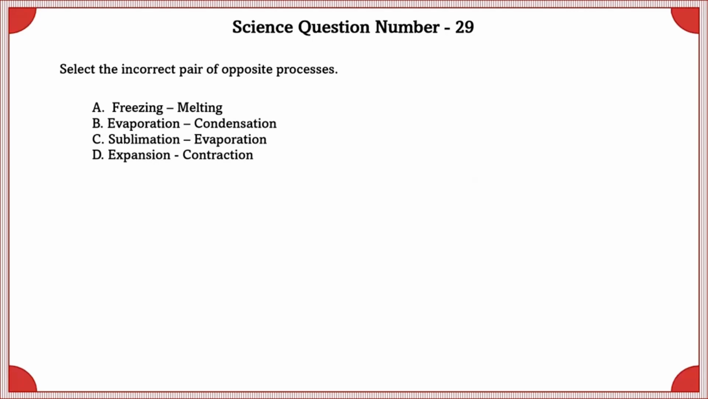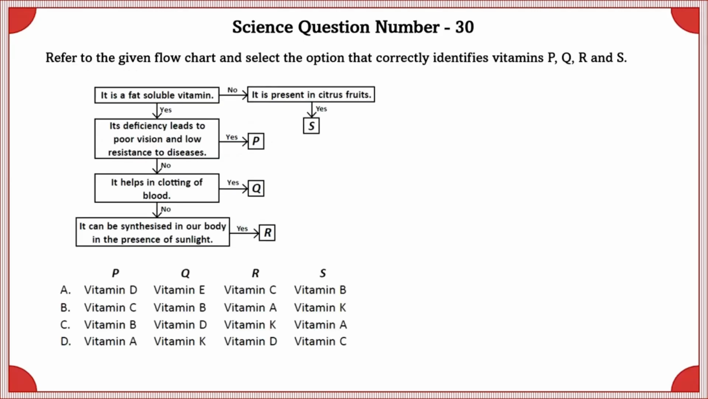Science question number 29. Select the incorrect pair of opposite processes. Sublimation and evaporation. Wrong. Sublimation's opposite process is desublimation.